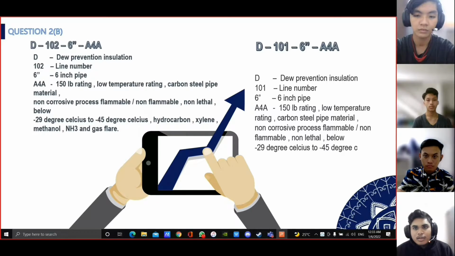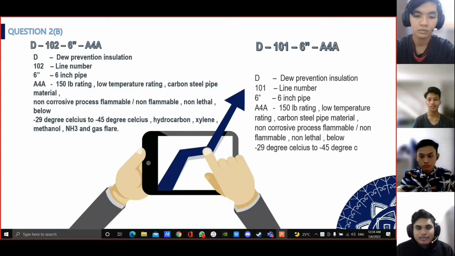Next, D101 6-inch A4A. D means for dew prevention installation. 101 is the line number. 6-inch is a 6-inch pipe. A4A is a 150 lb rating, low temperature rating, carbon steel pipe material, non-corrosive, process flammable or non-flammable, non-lethal, below negative 29 degrees Celsius to negative 45 degrees Celsius.